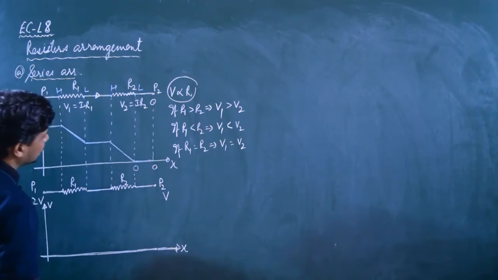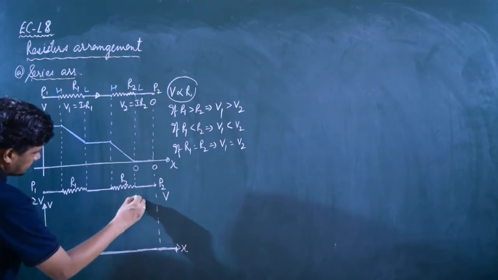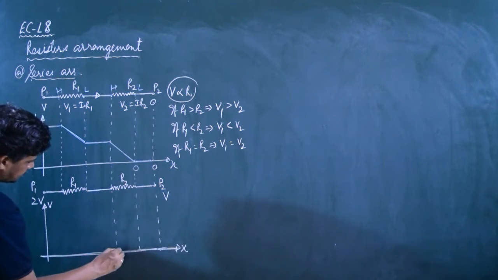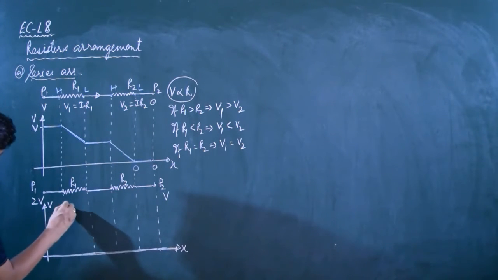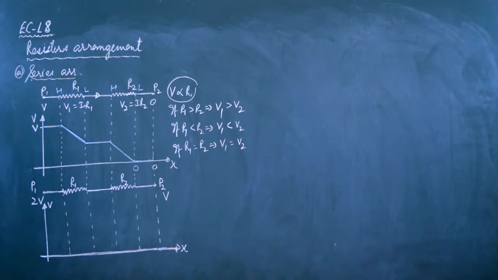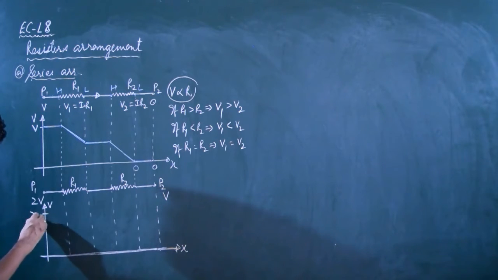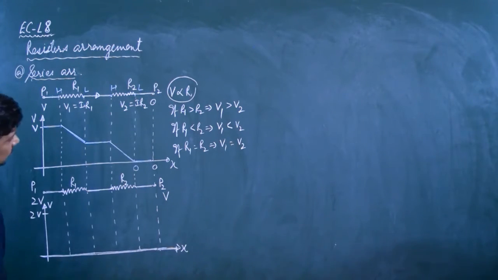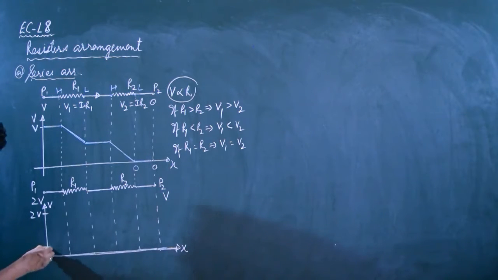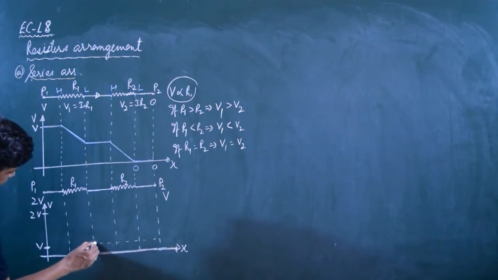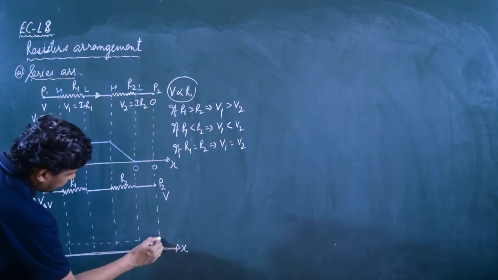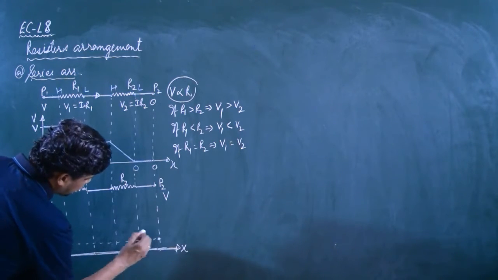Again we have to draw the Vx graph. Now the higher potential end at point P1 has potential 2V, and at P2 the potential is V. So suppose this potential we have V. Now see, this point has potential V, this point has also potential V.